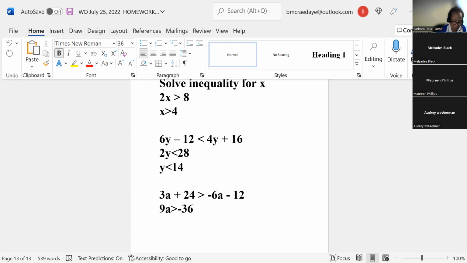So what's your answer, Maureen? 4. Plus or minus? Minus. That's right, because minus divided by plus gives minus. So the answer is A equals minus 4.